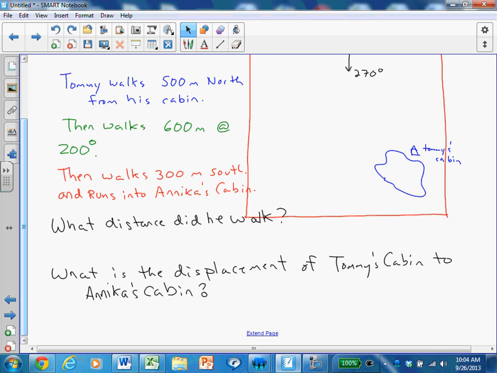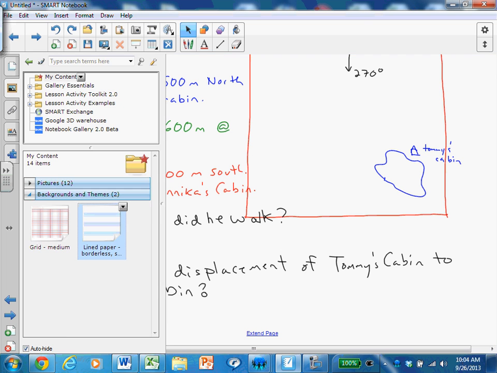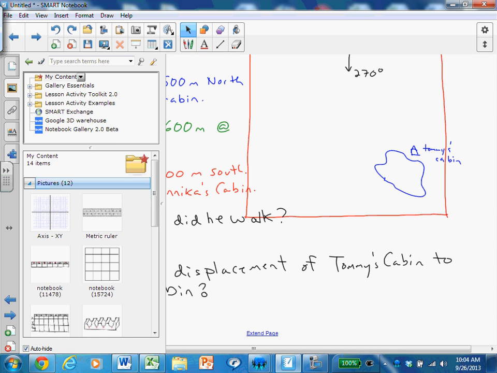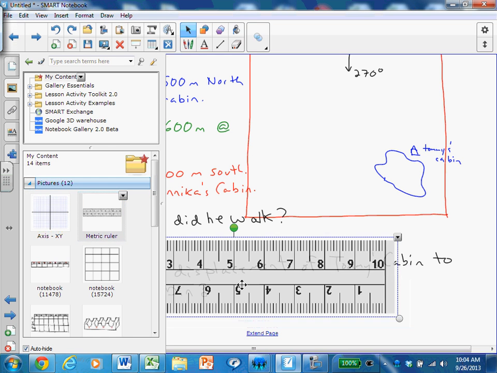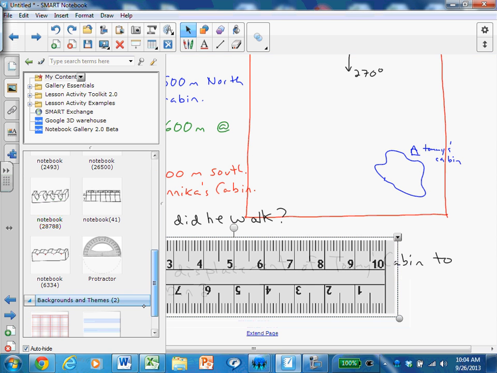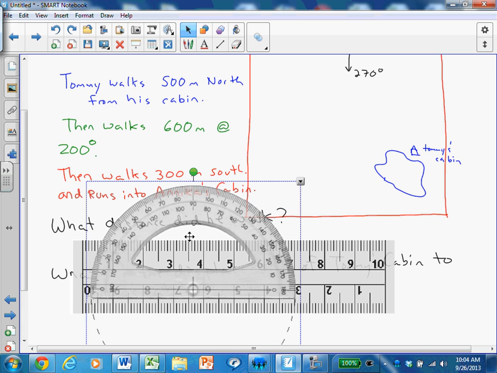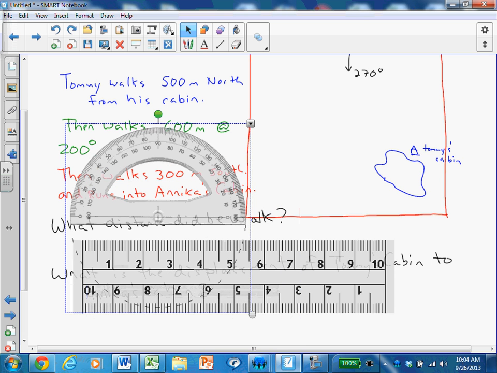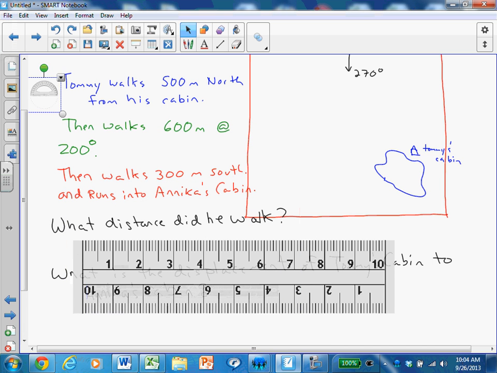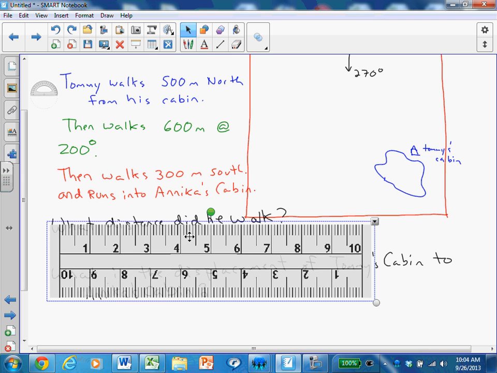So now your ruler's not going to work so well on this because I'm making it up and I'm using a fake centimeter ruler, right? I have this thing and a protractor. Okay. That over there till we need it. I'm going to make this a little smaller.